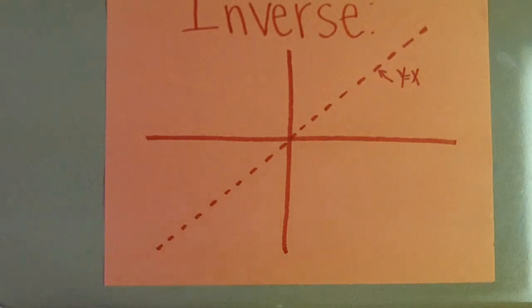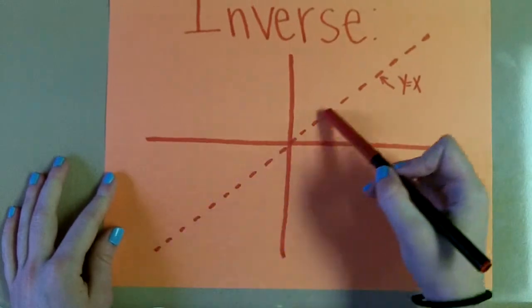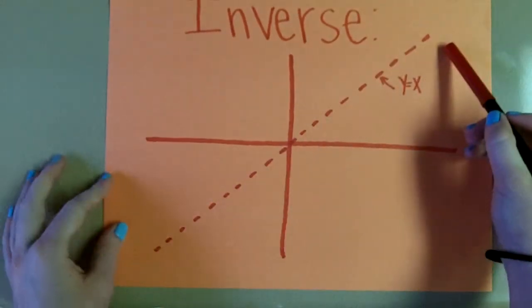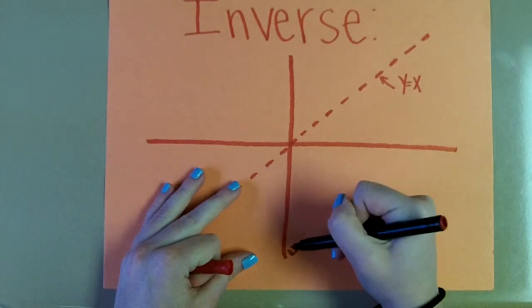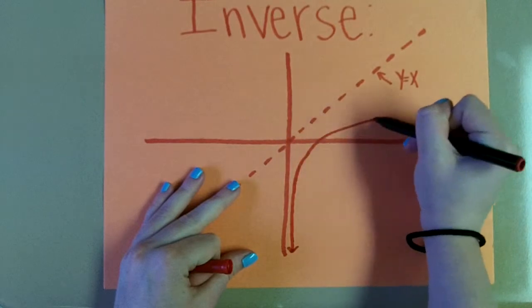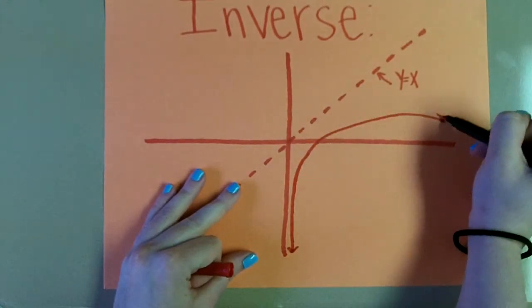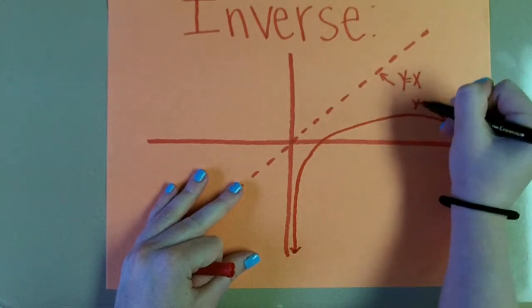Now we're at inverse. e to the x power is the inverse of ln of x, and vice versa, when they flip over the graph y equals x. So if here is the line y equals x, this is roughly what y equals ln of x would look like.